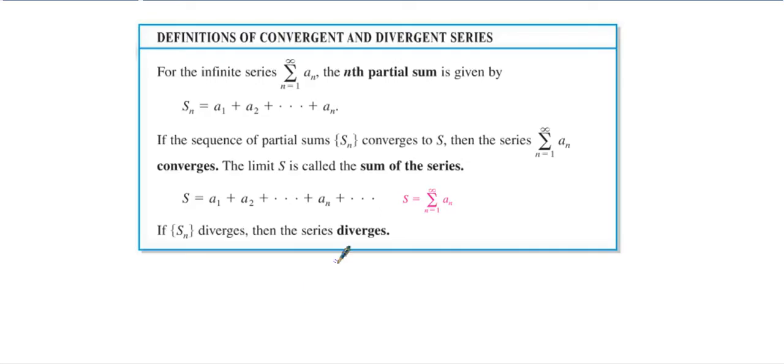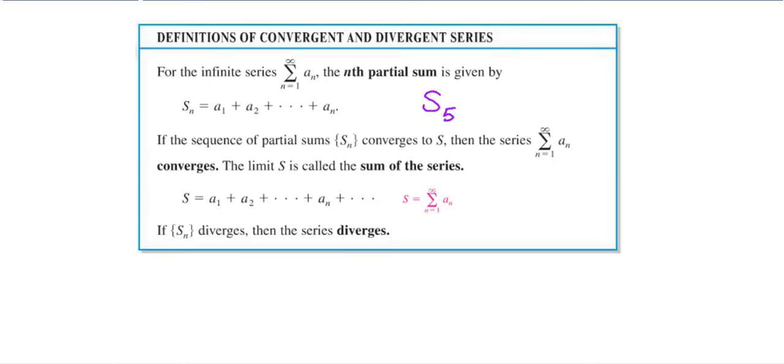So here's all the technical stuff out of your book. We've got an infinite series, which just means it goes on forever. The nth partial sum, like we just said: if we want the sum of the first 5 terms, we write S with a subscript of 5. That means add the first 5 together. If the sequence of all of these partial sums were to converge, then we said the series converges, and the limit of S, whatever that is, would be called the sum of the series. In other words, that's what they converge to. If the sequence of partial sums diverges, then we say the series diverges.